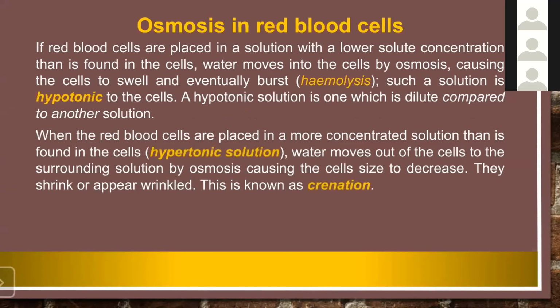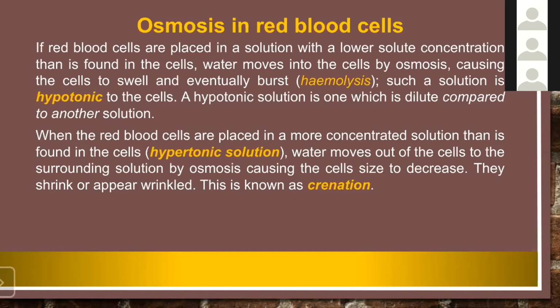When the red blood cells are placed in a more concentrated solution than is found in the cells, a hypertonic solution, water moves out of the cells to the surrounding solution by osmosis, causing the cells to decrease. They shrink or appear wrinkled. This is known as crenation. Yes. So there are two things that are happening here, depending on the nature of the surrounding solution.